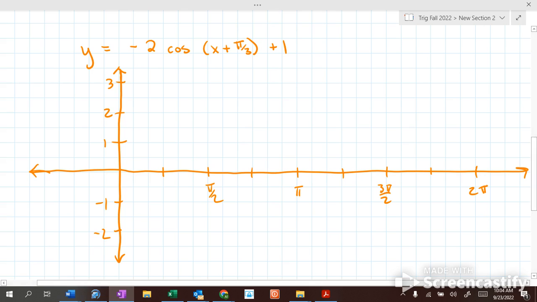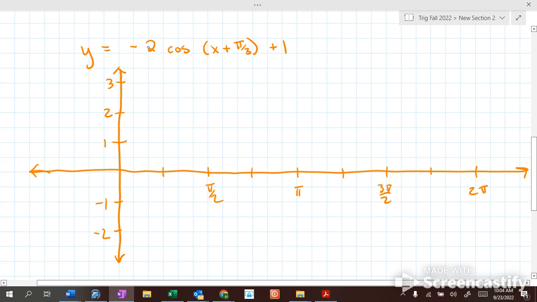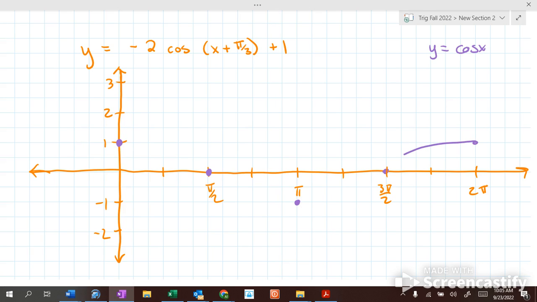All right. What's our base function of this? Y equals cosine of x. Where does cosine of x start at, Ashlyn? What's the cosine of 0? 1. The cosine of 0 is 1. So we start there. Pi over 2 is 0. Pi is -1. 3 pi over 2 is 0. 2 pi is 1.